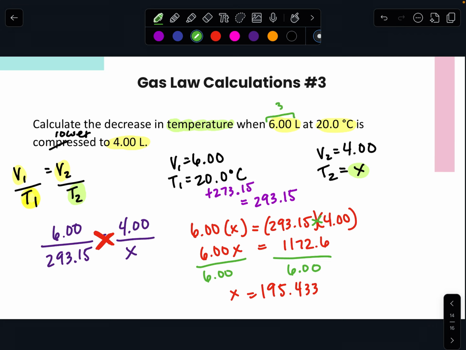So we have 3, 3, and 3. I'm looking at the significant figures from my starting problem because those were the measurements that I was taking. Those are what I want to base my significant figures off of. So there's just 3. So that means 195. And this is temperature that I'm solving for. So that means my unit has to be Kelvin because temperature is always in Kelvin for our gas laws.